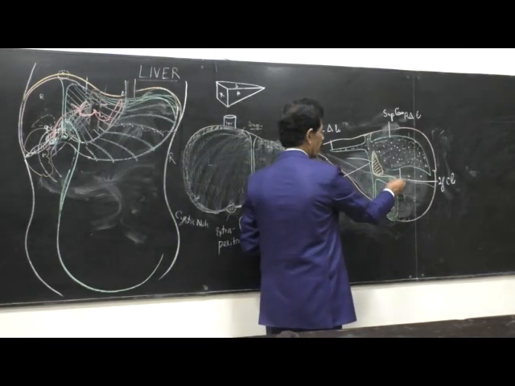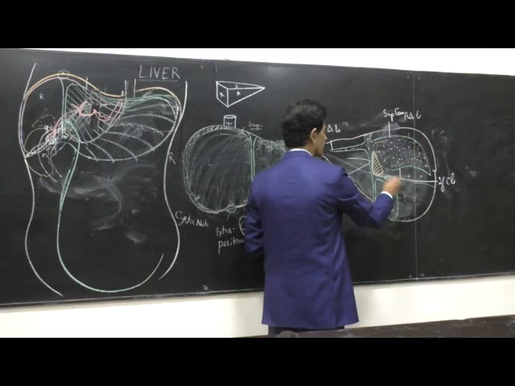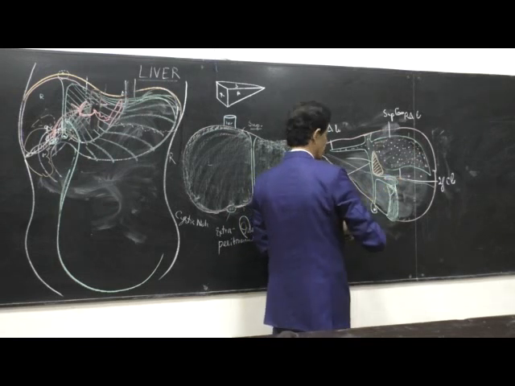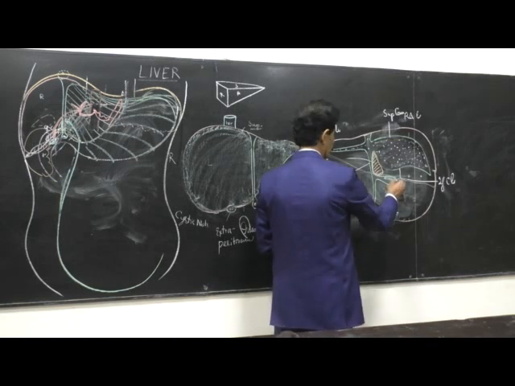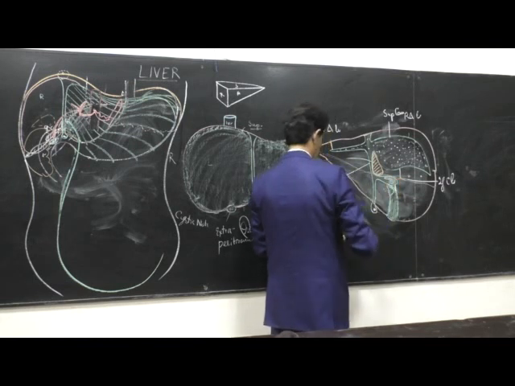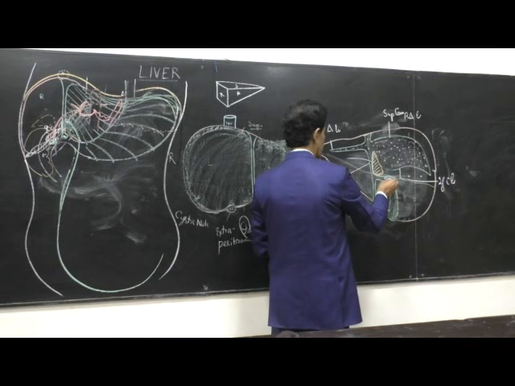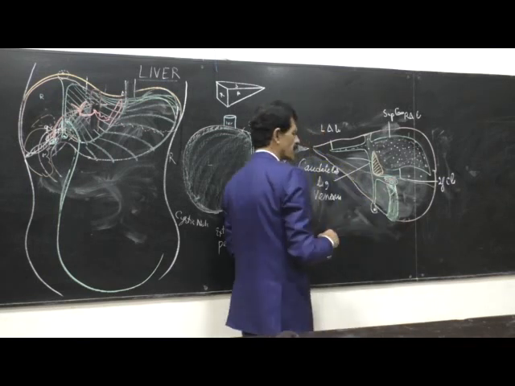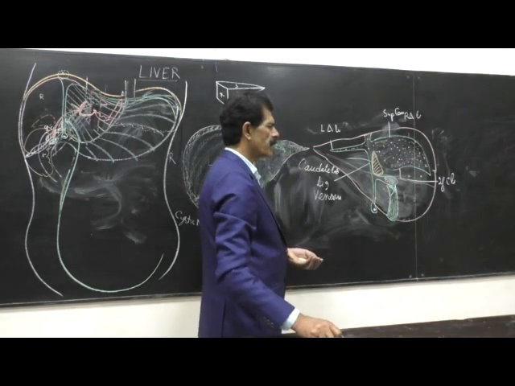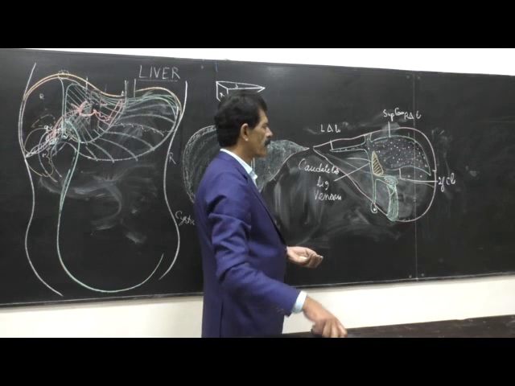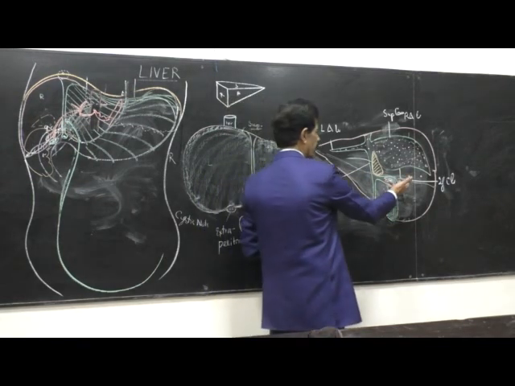That the portal vein lies posteriorly, and on the right side lies the common bile duct, while on the left side lies the hepatic artery proper in front. So these are the portal triad relations in the porta hepatis, that the artery is on the left side while the common bile duct is on the right side in the porta hepatis.